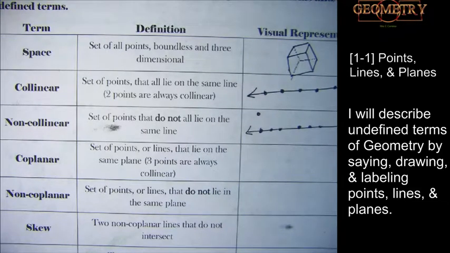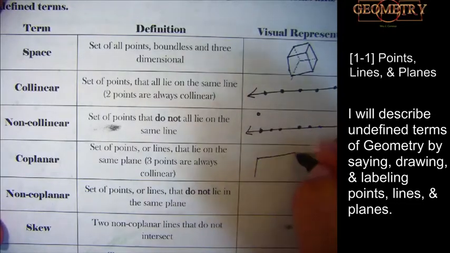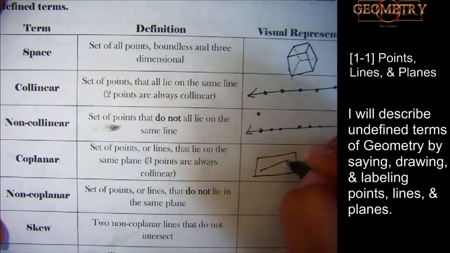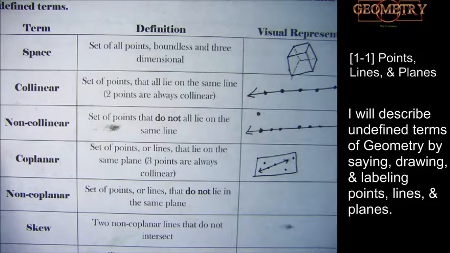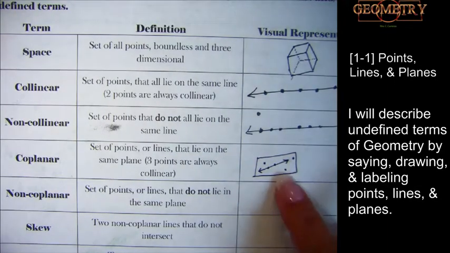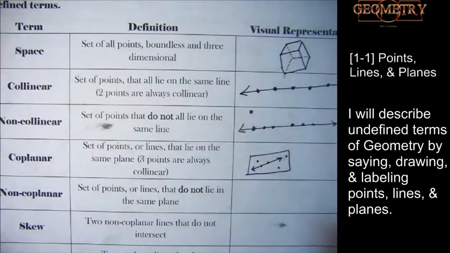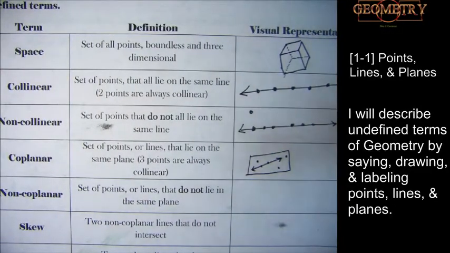Coplanar. These are sets of points or lines that are all on the same plane. So if I drew on my piece of paper here a line and some points, some of the points may or may not be on the line, but that's okay. So I have a sheet of paper with points and lines on it. Those are all coplanar. 3 points will always be coplanar.